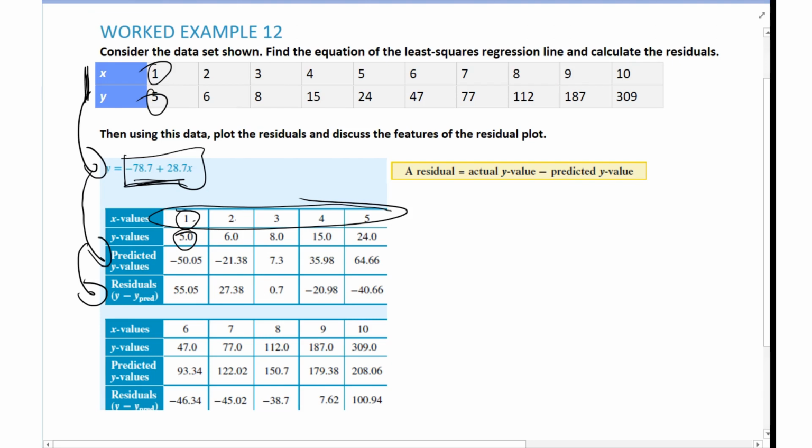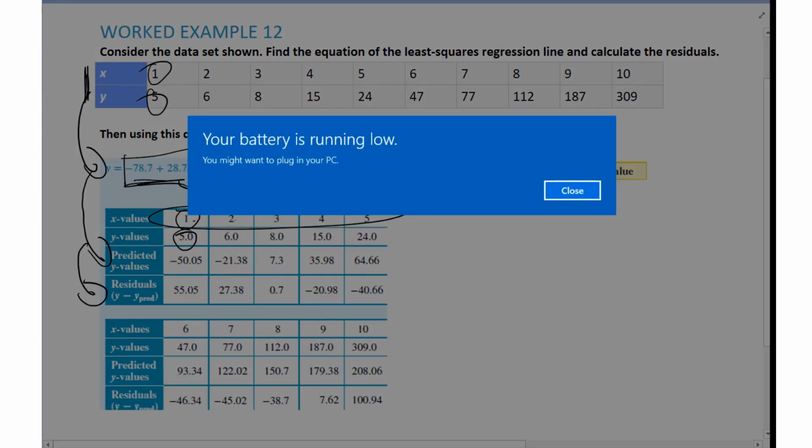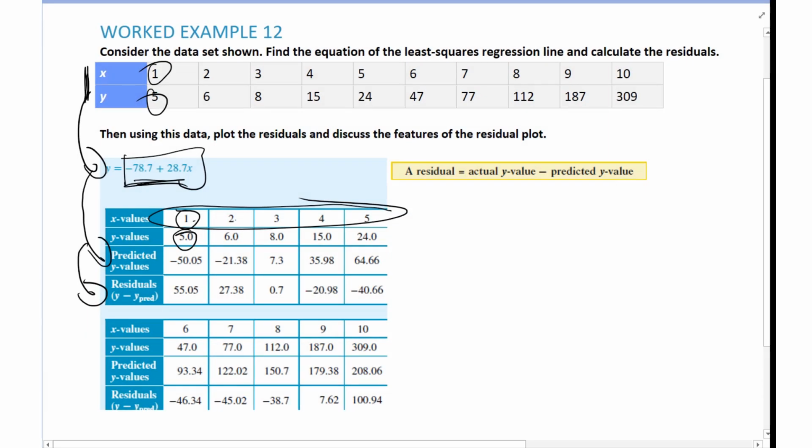All right, so what do we do? I'll keep going. That was annoying, but we'll keep it moving. All right, so my computer is actually charging now.